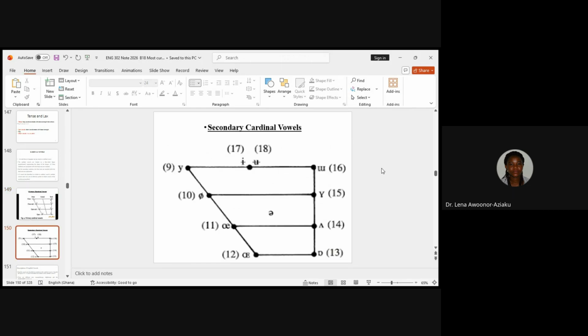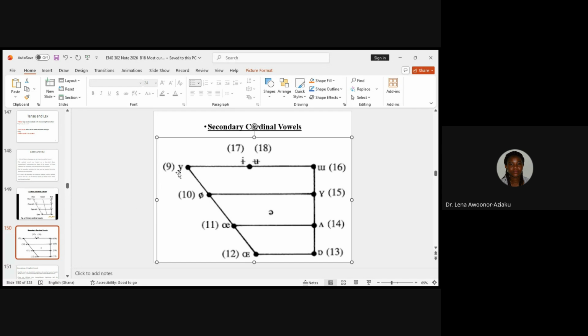Then you have the secondary ones. The secondary ones are also 8. They are first 8. We are not talking about the 17 and the 18 because they are not necessary here. So you see that the secondary ones, we have the first 4 front and then another set of 4 back. Interestingly, in the secondary ones, the front ones are rather rounded. The back ones are unrounded.